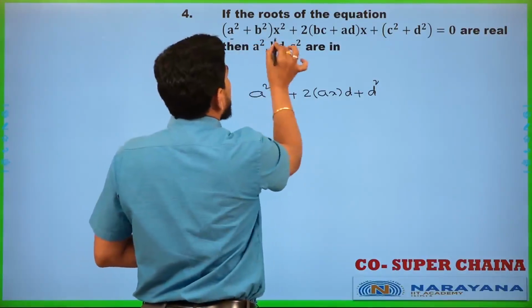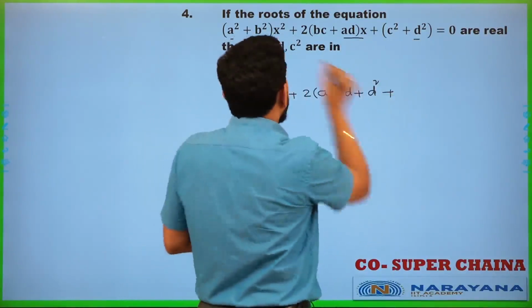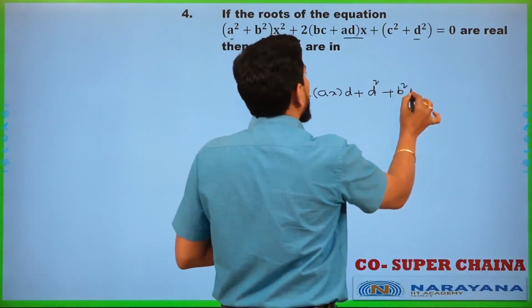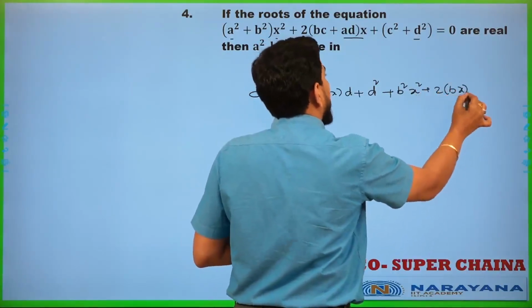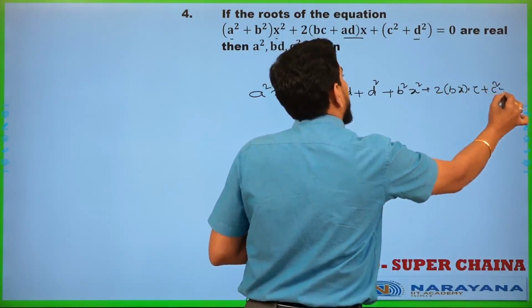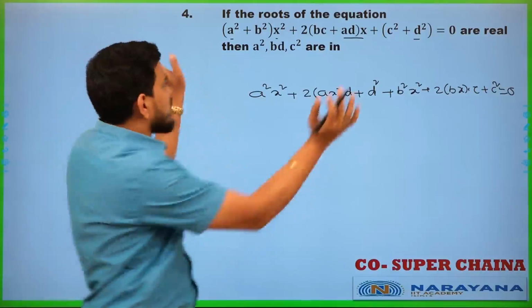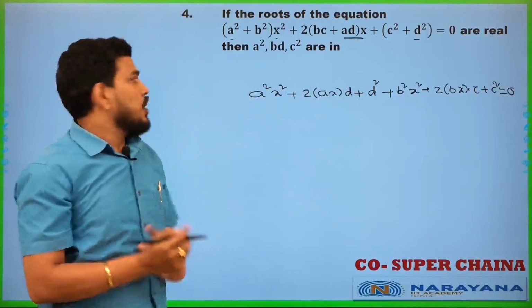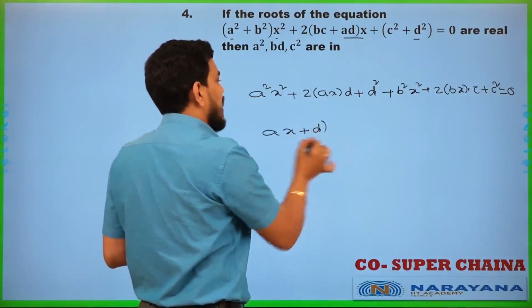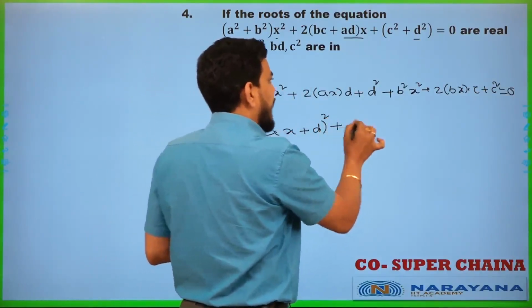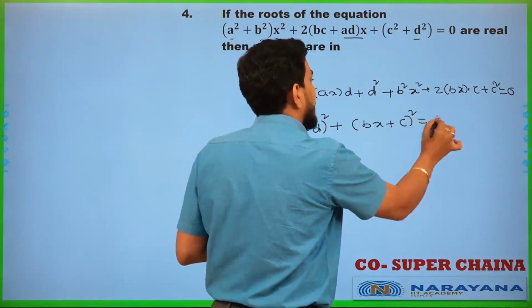Okay, I have taken this portion and this. Plus, now I am writing b square x square plus 2 times bx into c plus c square is equal to 0. I didn't do anything extraordinary here, I just regrouped. So what are you going to get here? This is (ax plus d) whole square plus (bx plus c) whole square is equal to 0.